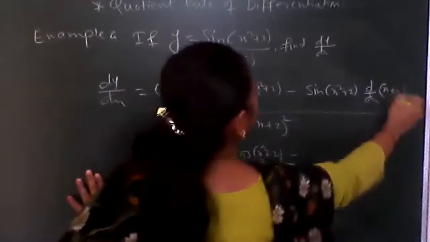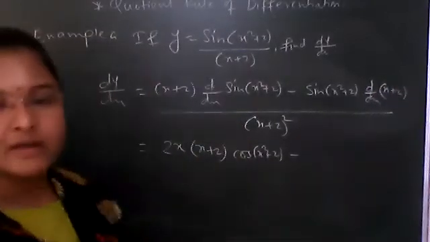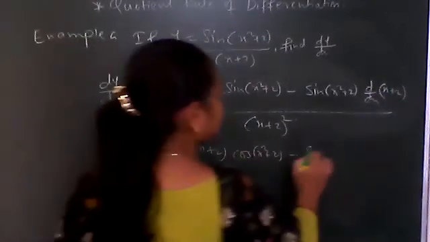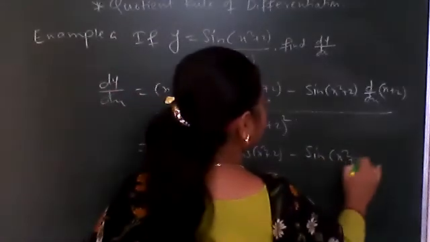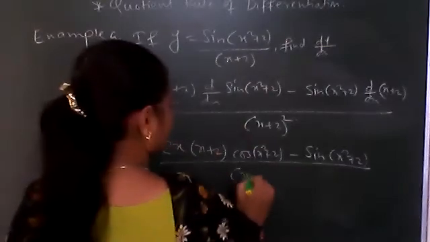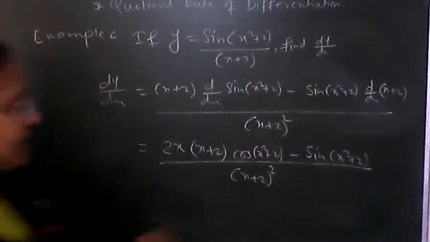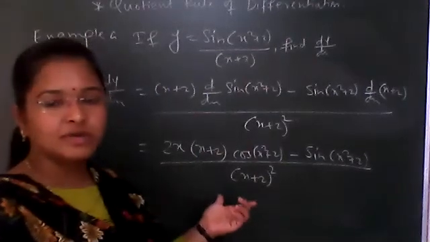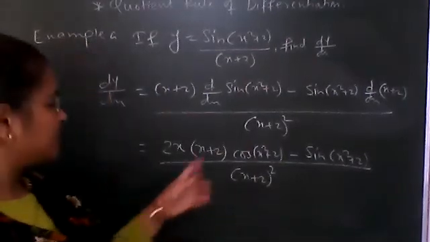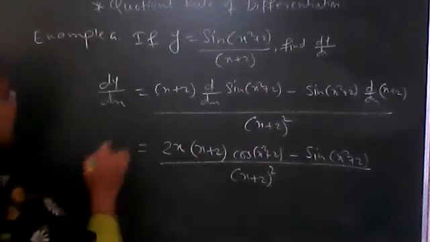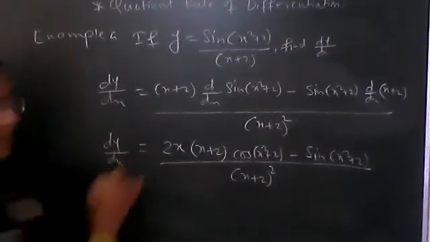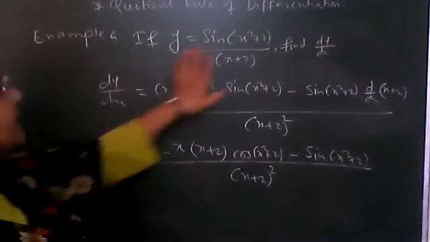Minus derivative of x plus 2 is 1, so we'll not write that. Sine of x square plus 2, whole thing divided by x plus 2 whole square. Any doubt? So here we cannot cancel any term. So this will be the derivative of y, where your y function is sine of x square plus 2 upon x plus 2.